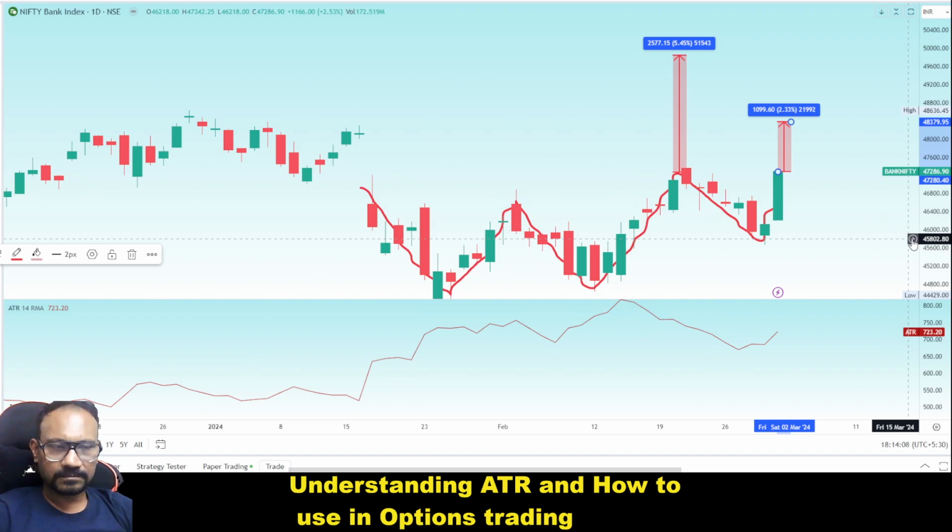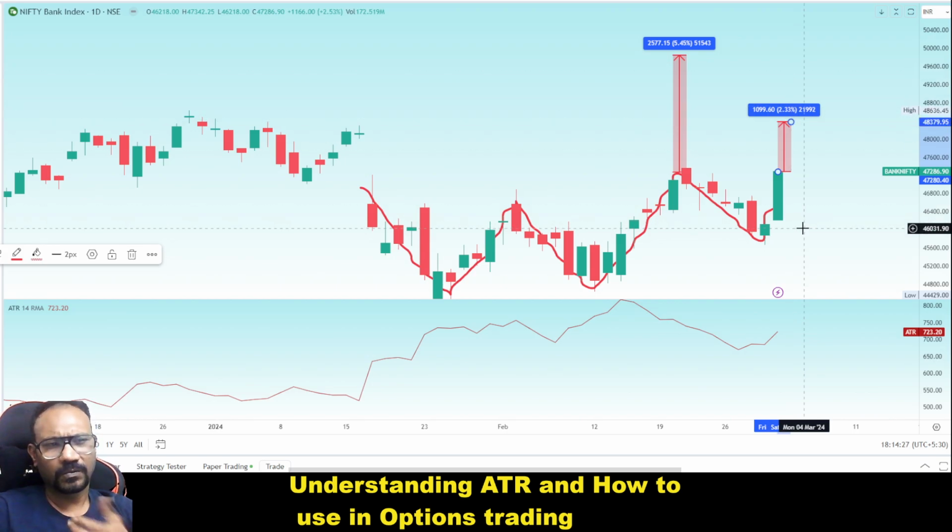Now, how as an option writer can I use this? As an option writer, I know that the market is likely to go and test this level. It may continue to go further higher or it might reverse from there. So what would be the most logical thing to do over here? Given that I know momentum, I'll show you with an example.